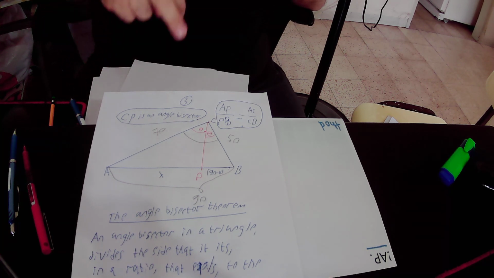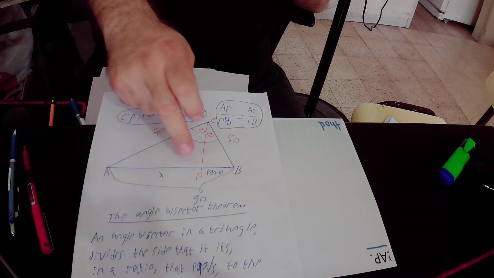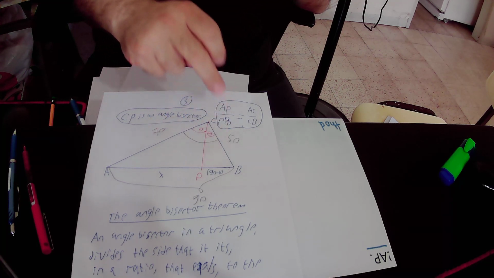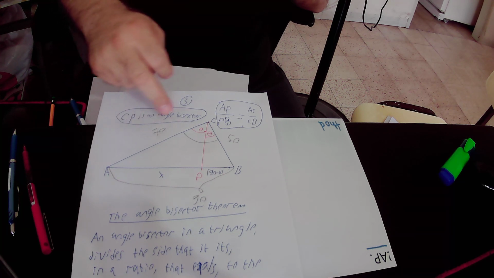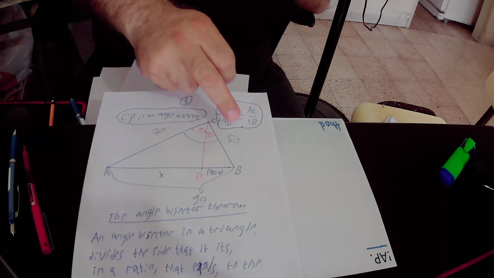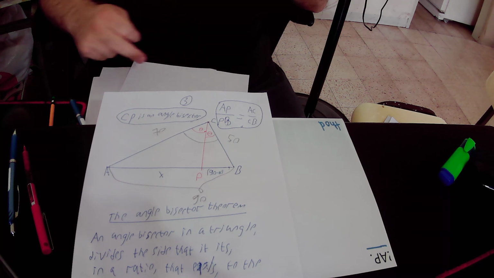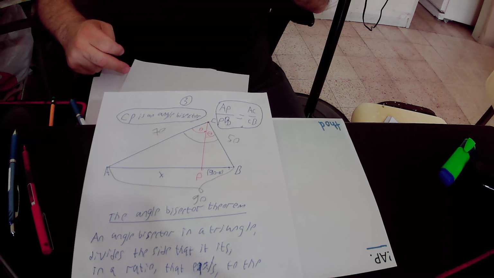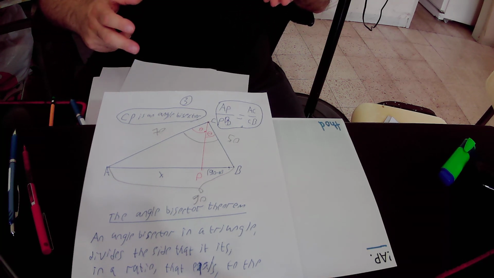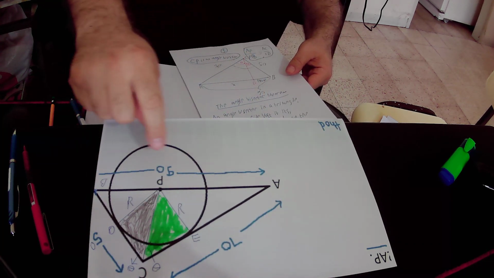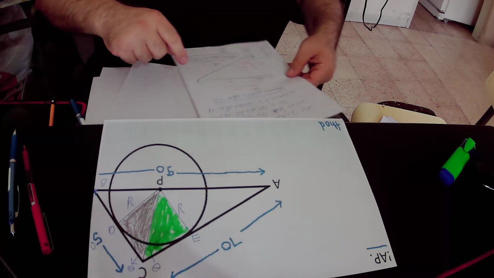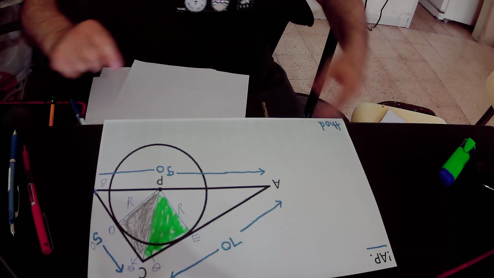So we define AP equals x, so PB equals 90 minus x, and we know that AC equals 70 units and BC equals 50 units. So according to all the data that we have, we got the final answer that 2 times AP equals 105 units. Okay, thank you very much.